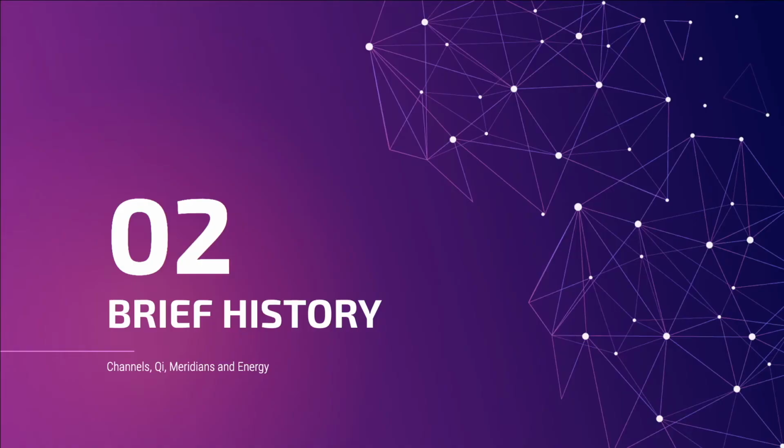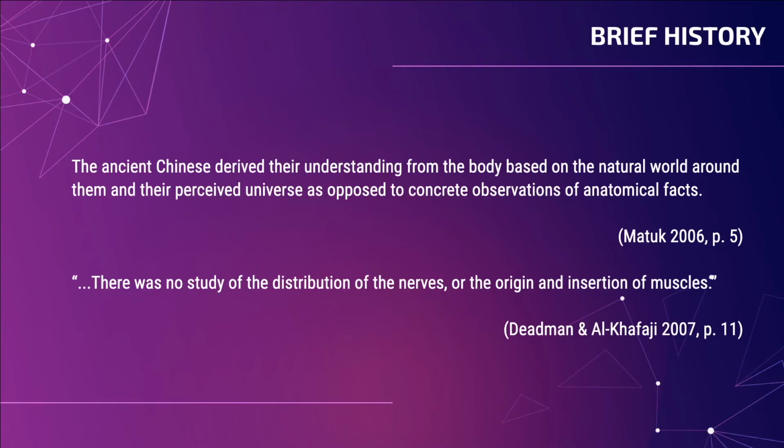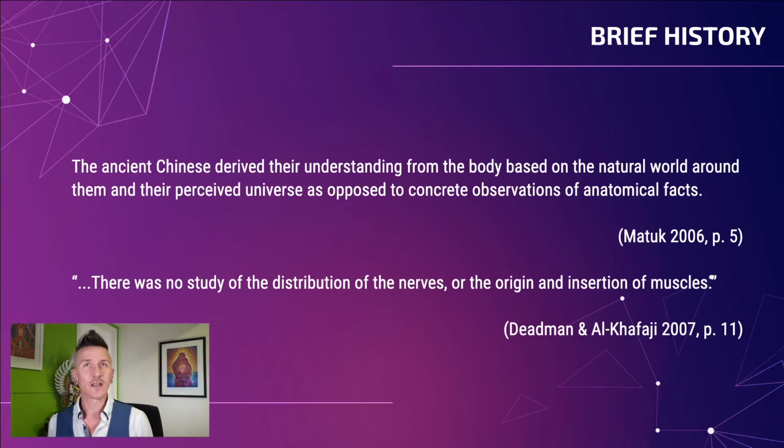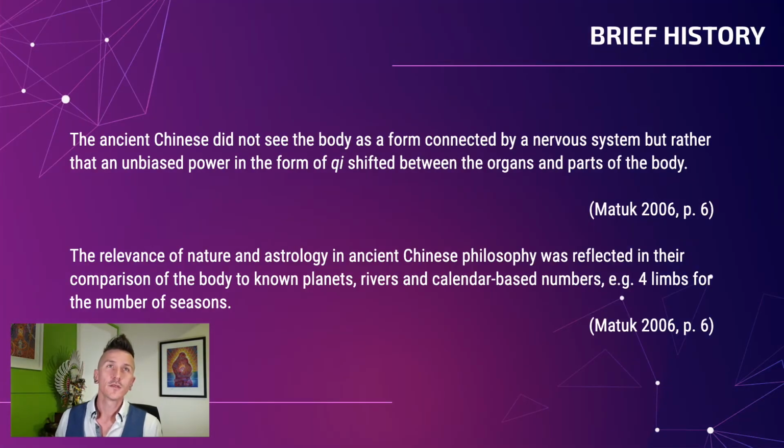So we're going to have a look at a brief history of the channels, qi, meridians, and energy. Now, the Chinese derived their understanding of the body based on the natural world around them and their perceived universe, as opposed to concrete observations of anatomical facts. There was no study of the distribution of nerves or the origin and insertion of muscles. The ancient Chinese did not see the body as a form connected by a nervous system, but rather that an unbiased power in the form of qi shifted between the organs and parts of the human body.